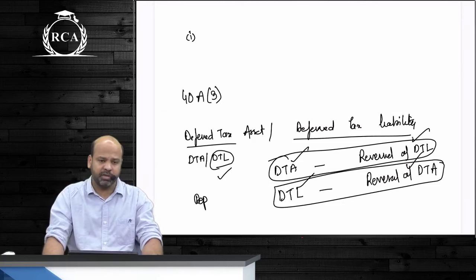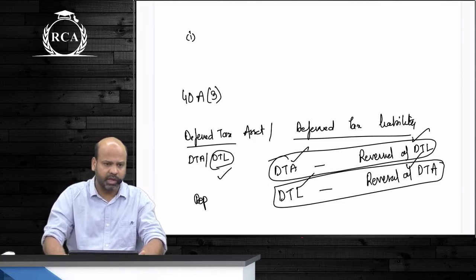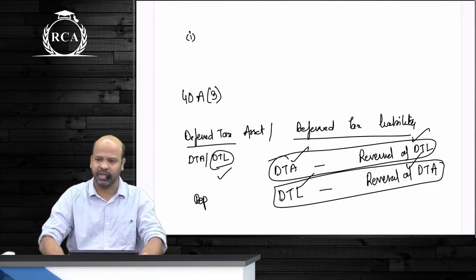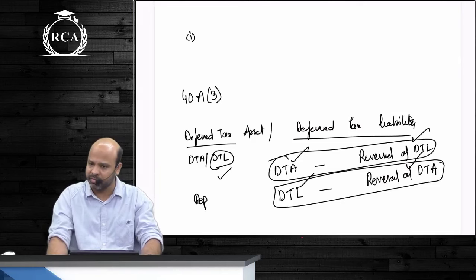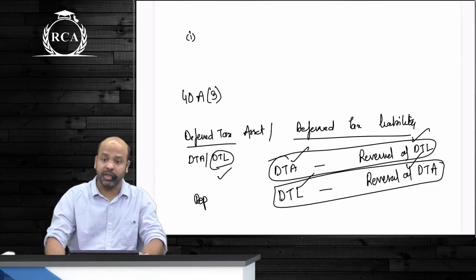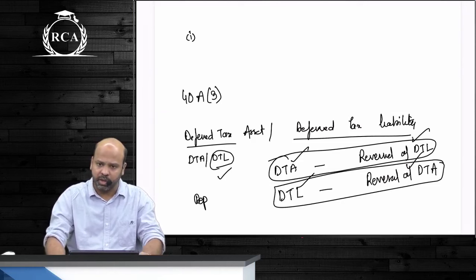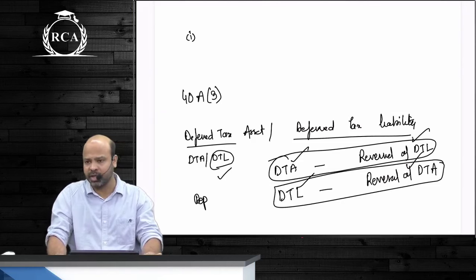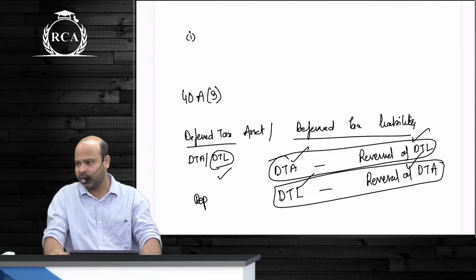Donations to private trusts is an example of a permanent difference because it is permanently disallowed under income tax. Likewise, if there is payment made for CSR, it is also a permanent difference. Cash payments made above 10,000 rupees are also permanently disallowed under income tax. That will be a permanent difference between accounting income and taxable income.